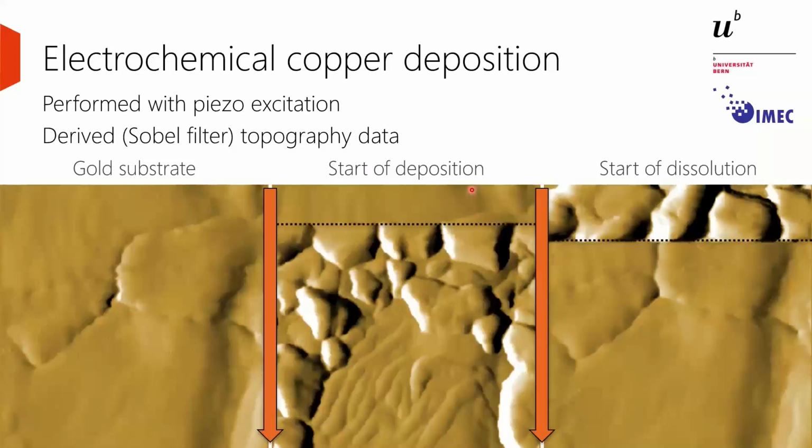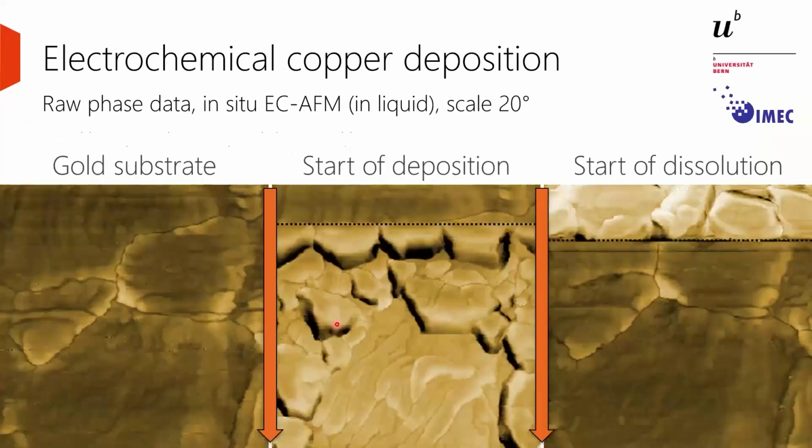And here in the second image, it started from the top. There we applied the negative potential, and suddenly you see that the topography is changing. This is not really the topography directly, it's actually the derived topography. You see there that the structure has changed. That's because of the copper. If I afterwards apply a positive voltage, I can reoxidize the copper and I get back to the gold surface that I had before. So that's topography, but this is about phase.